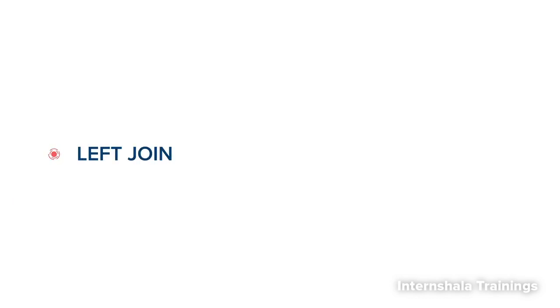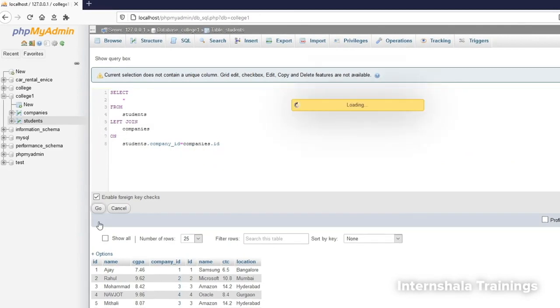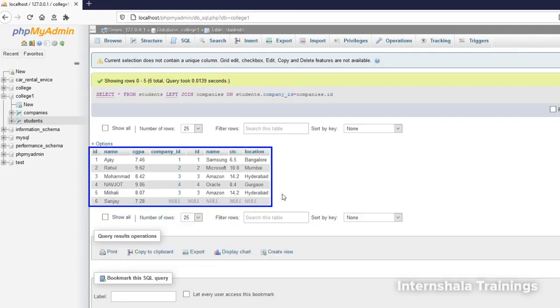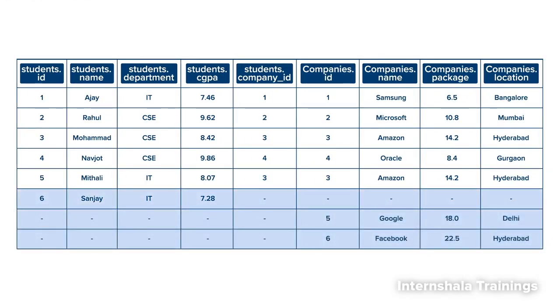Now, let us see what would be the output if we would have used left join. So in the syntax, we will replace the inner join with left join. Let's have a look at the output. Here in the table, we can see that we have the sixth extra row corresponding to the information of Sanjay. But still, the table does not include the records that correspond to Google and Facebook from the companies table.